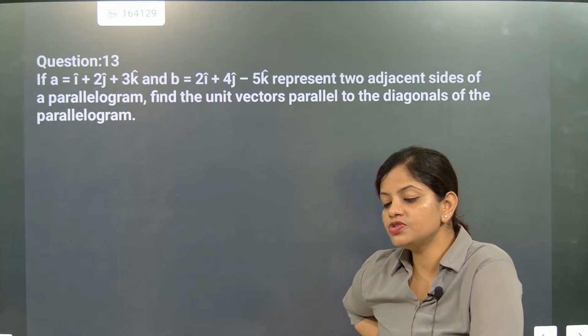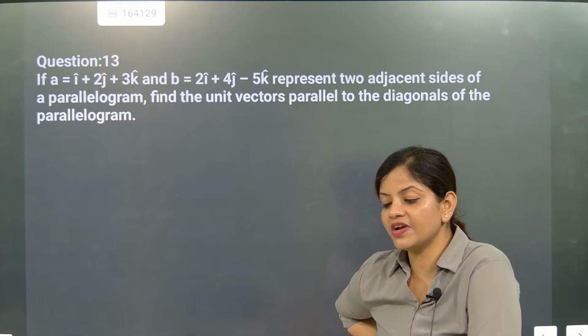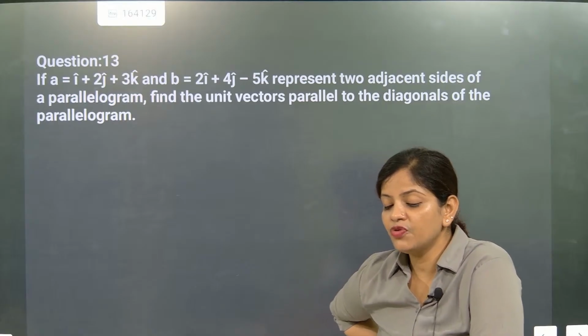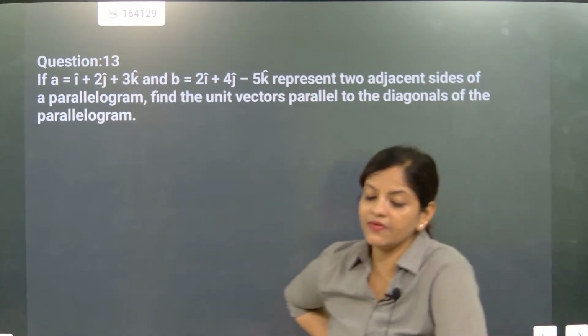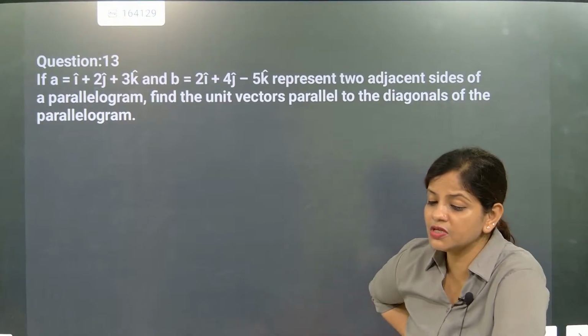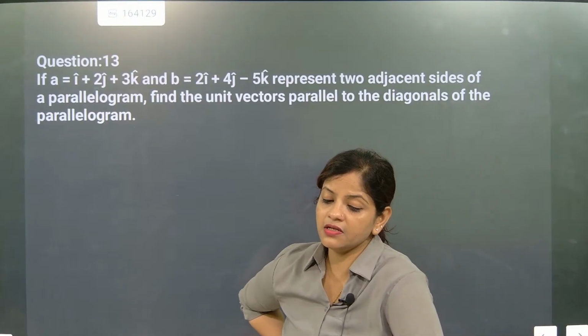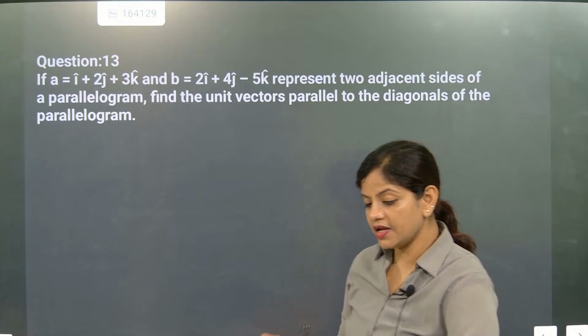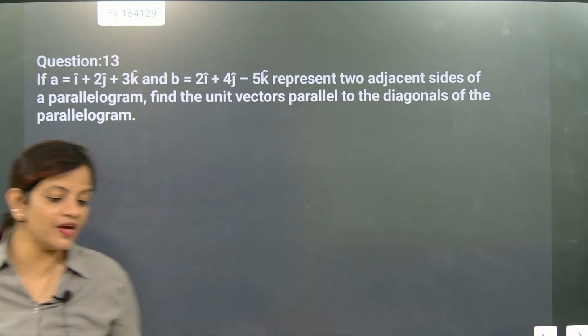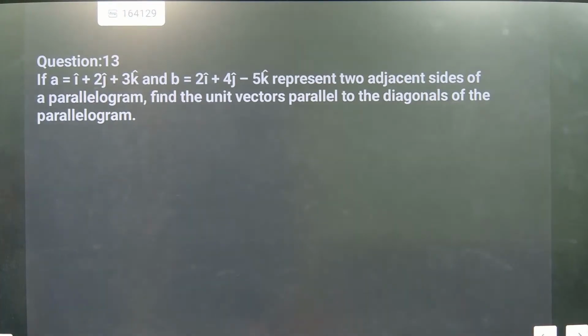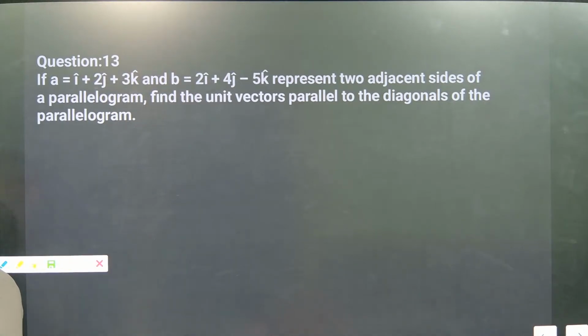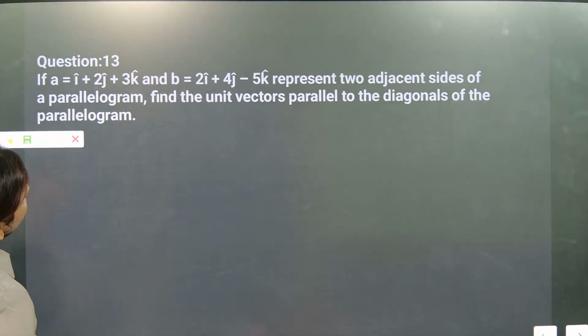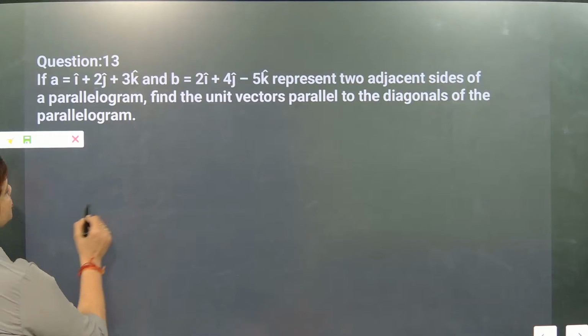See beta, you just need to find the resultant, A vector plus B vector. Nothing else is there in this question. If you think nicely, you only need to find A vector plus B vector. Can I give some idea here? In the last class we discussed the parallelogram, so I'm going to talk about this. Please check this one out. If A vector and B vector represent two adjacent sides of a parallelogram.